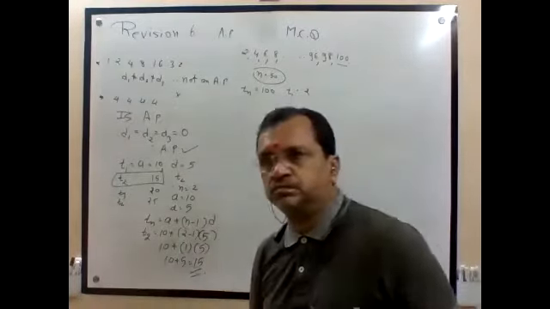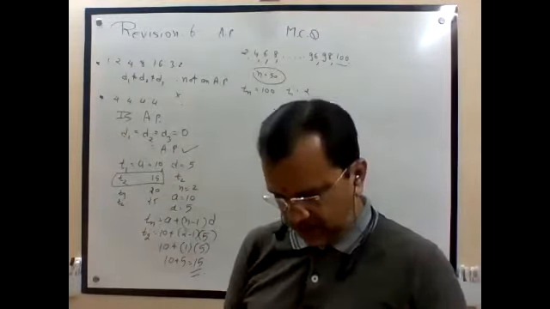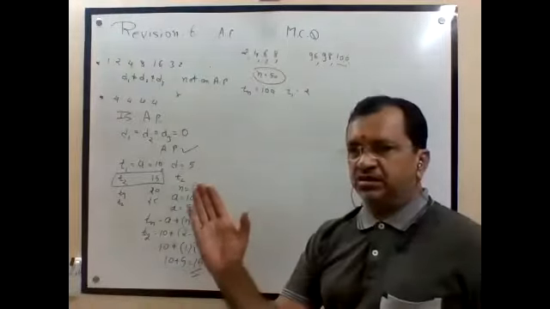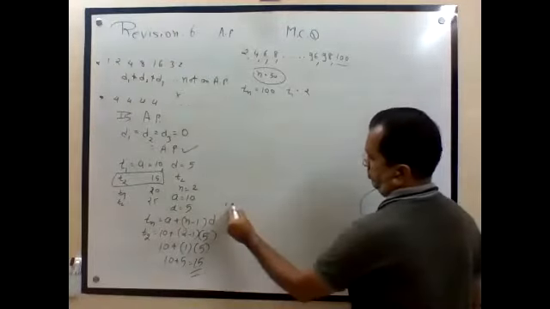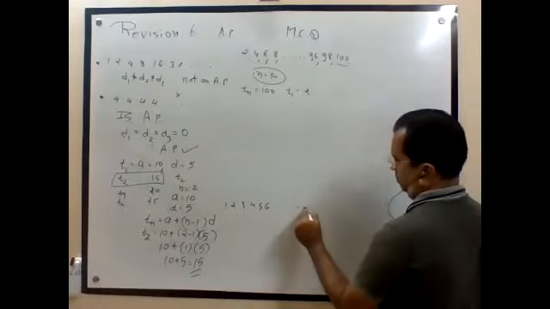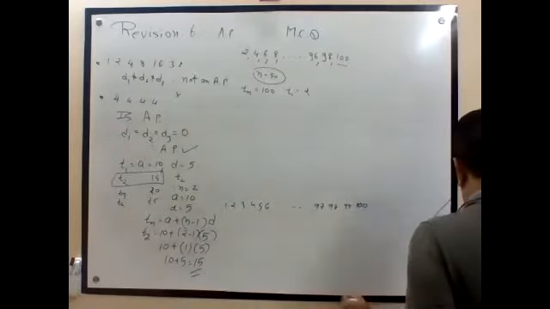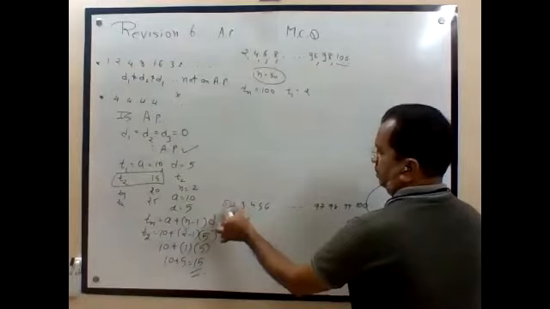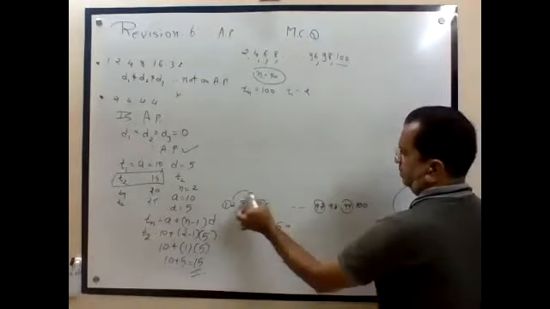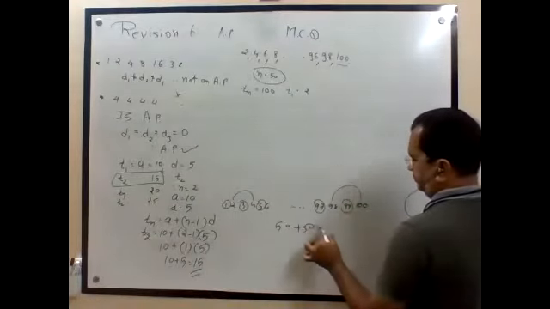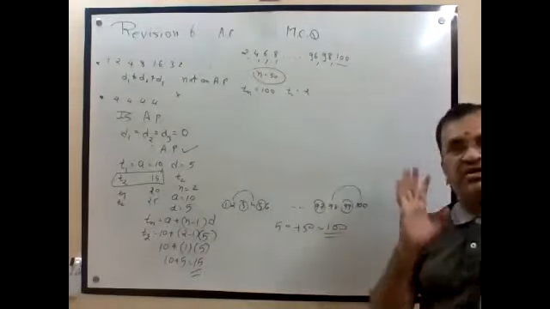Hello? Sir, how will n be 50? It is from 1 to 100. 50 numbers are odd, 50 numbers are even. Sorry. These are odd. So 50 odd plus 50 even. So 1 to 100. They have taken only even numbers. So 50.